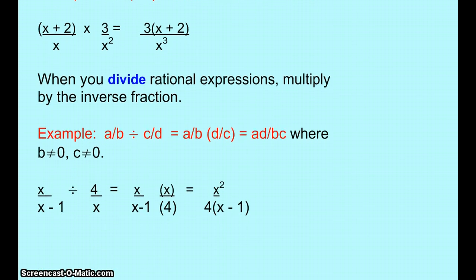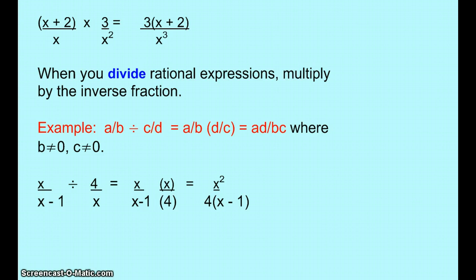If you look at the example here, we have x/(x minus 1) divided by 4/x, and that equals x/(x minus 1). And now you're going to multiply by the inverse of the second fraction. So you're multiplying by x/4. That gets you x squared divided by 4 times the quantity x minus 1. And again, you can't simplify this, so just leave it like that.